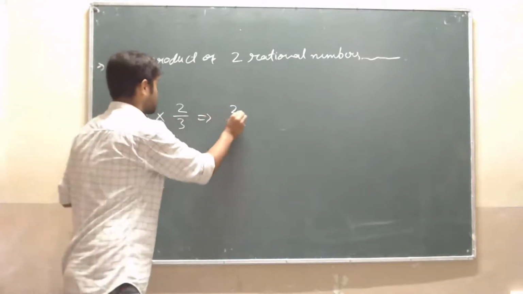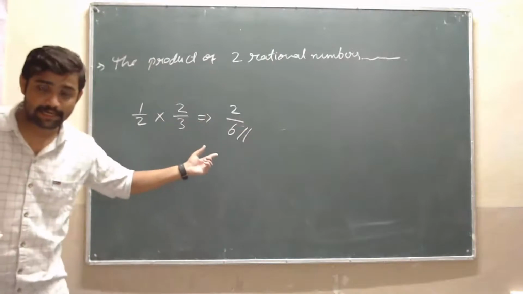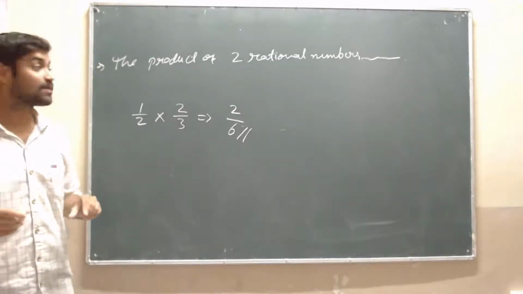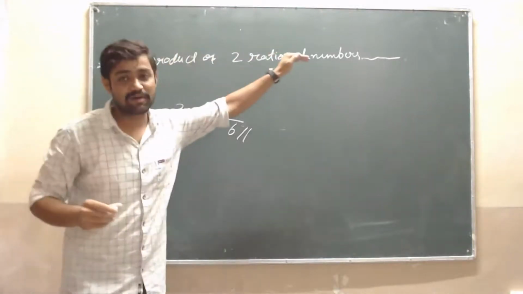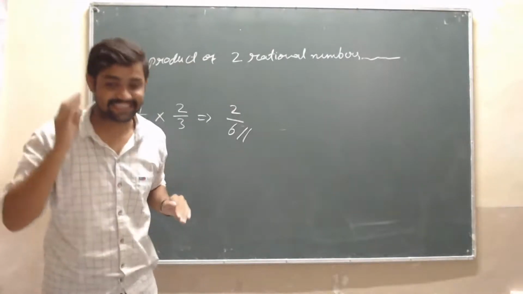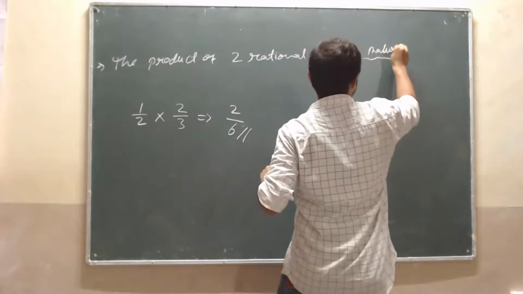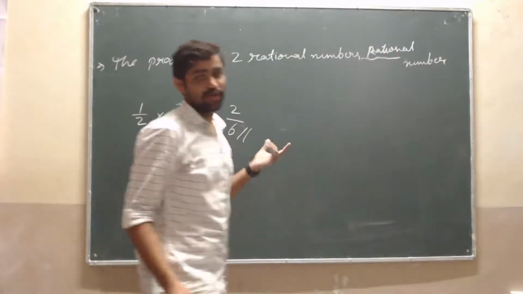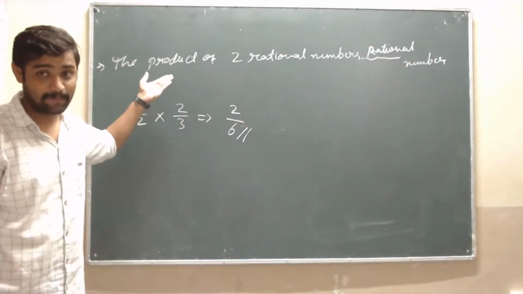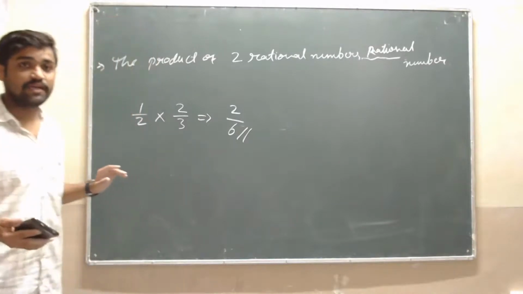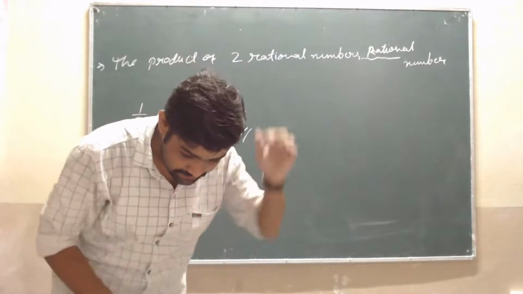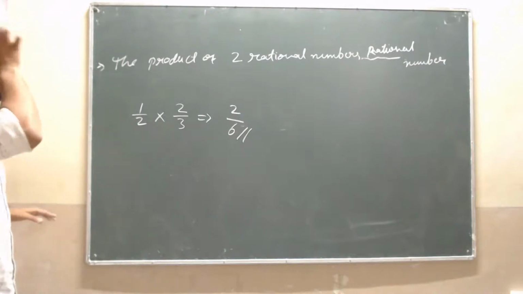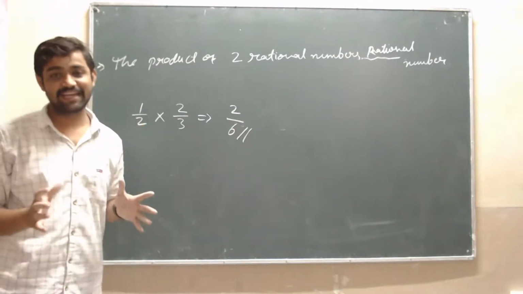That is 2 ones are 2 and 3 twos are 6. 2 by 6 is an integer? No, sir. Is it a natural number? No, sir. This is also a rational number. That is, we can say that the product of two rational numbers is a rational number. The product means what? Multiplication. Don't worry. Very good, Ravi Power. The product of two rational numbers is also a rational number.